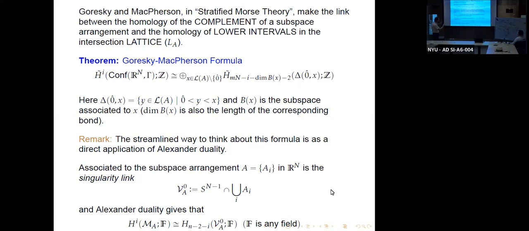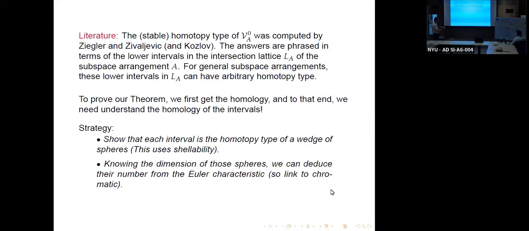So, all right. I will get the homology I want, and I want it to be torsion-free, the homology of spheres and everything. I'll deal with the stable homotopy type. I don't think I'll have time, but at least I'll get to there. All right. So Ziegler and Ivaljevic have this beautiful explanation of Gorski-MacPherson. I don't think it's right.